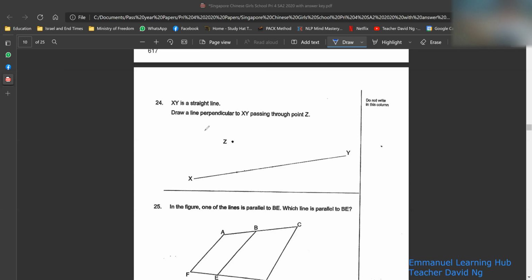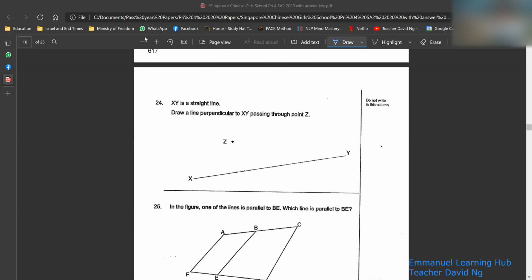Okay. Your XY is a straight line. Draw a line perpendicular to XY passing through Z. How must you draw this line? Just draw, that's through Z. Like that? No. Like that? No. Like that? No. Like that? No. Like that? Yes. You got it? That means this one you know how to do, lah. Correct? This question you know how to do, right? Yeah. Good.